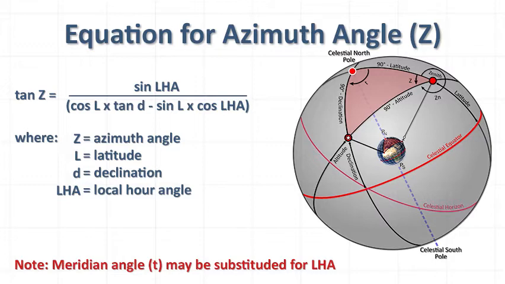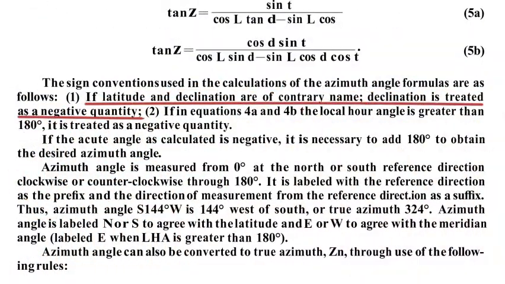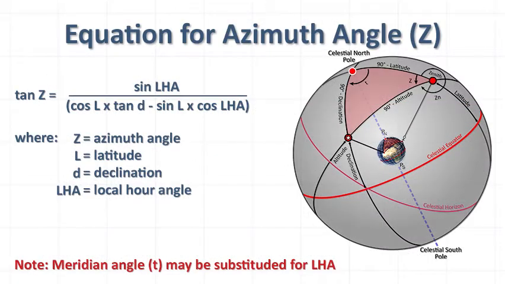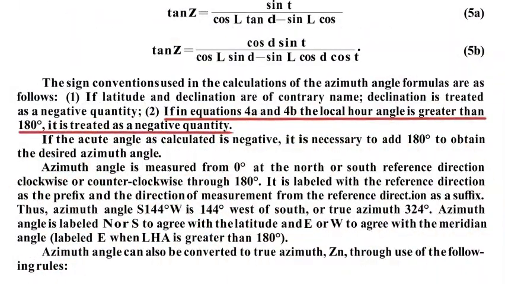Z is the azimuth angle, L is the latitude of the observer, D is the declination of the celestial body, negative if opposite name to latitude, according to sine convention required for this equation. LHA is the local hour angle of the celestial body observed, negative if greater than 180 degrees, as per sine convention required for this equation.